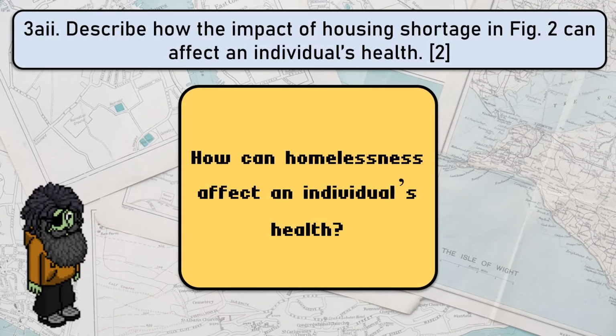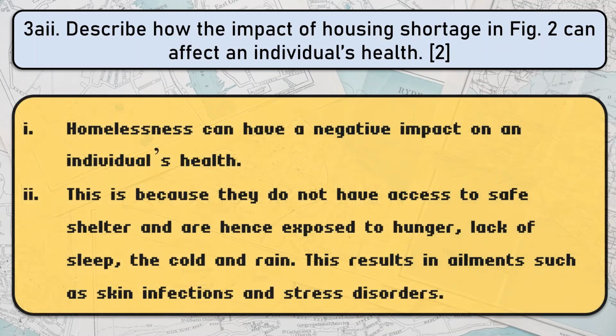So describe how the impact of housing shortage in figure 2 can affect an individual's health. So how can homelessness affect an individual's health? That is the question that you have to answer. For example, homelessness can have a negative impact on the individual's health, because they ask you to describe how the impact of housing shortage can affect an individual's health. Can it affect an individual's health in a positive way? Can it affect an individual's health in a negative way? So 1 mark to tell me whether it's positive or negative. And then secondly, you tell me the description.